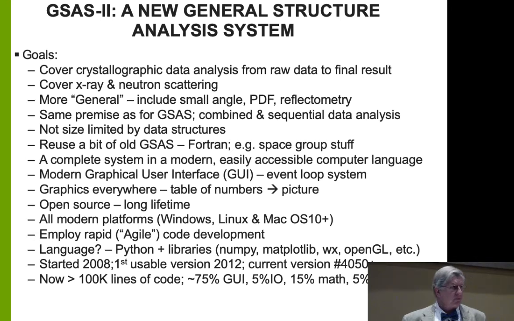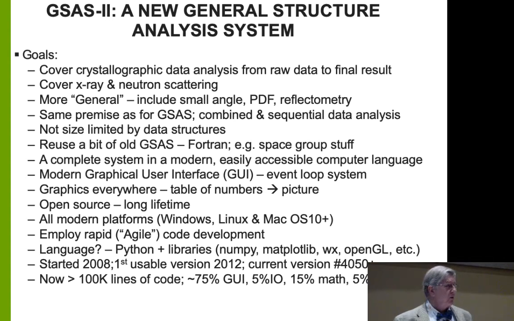The first usable version was 2012. The current version number, because of updates, is 4,060 something or other. So it tells you how often we update it, sometimes more than once a day. Now it's somewhere on the other side of 100,000 lines of code.